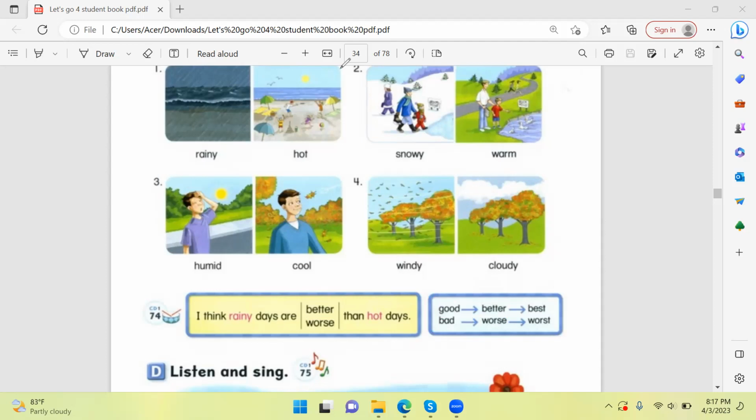So I want you to read the following sentences. Okay, I will put here. So let's first start with the good. Okay, for example, this one. Can you please read? I am feeling good today. Very good. How about this one? It's better to stay here. Okay, very good. How about this one? He is a bad boy. Okay, very good. How about the last one?